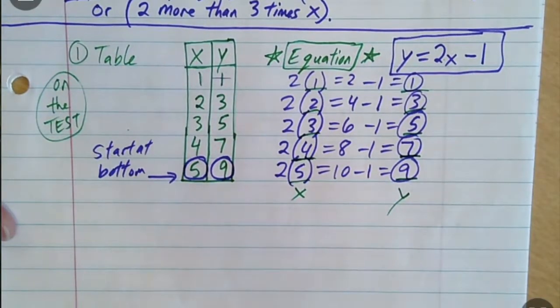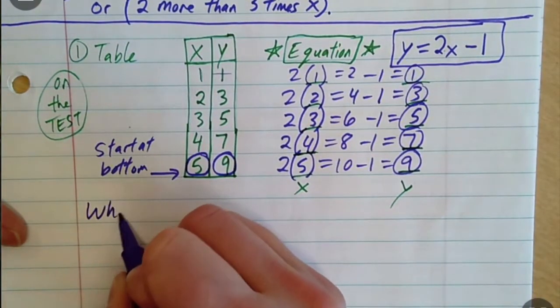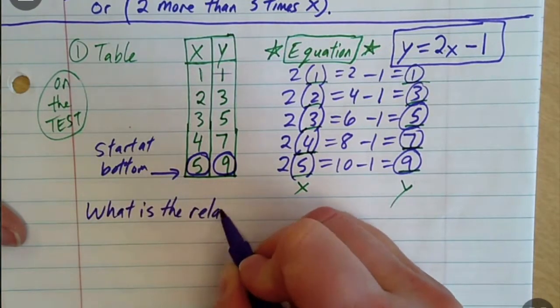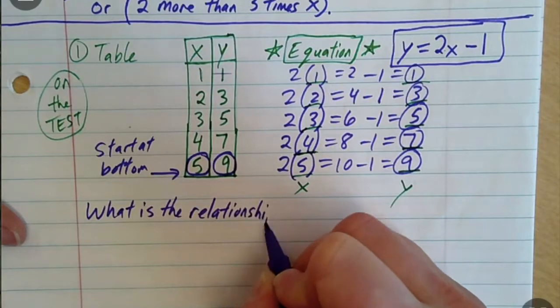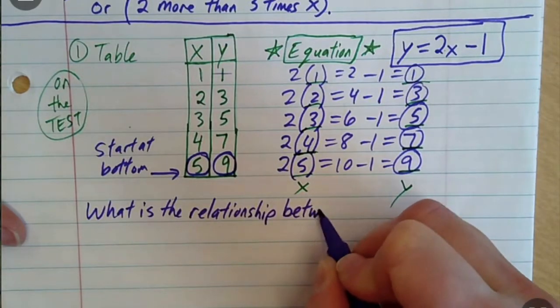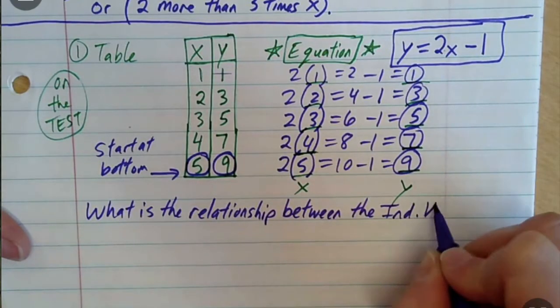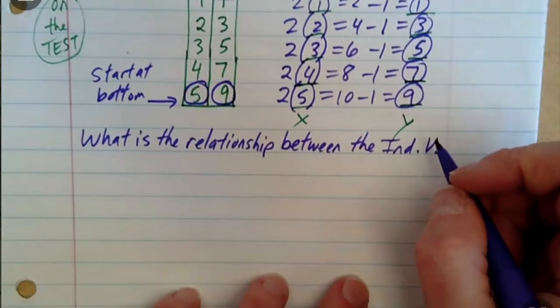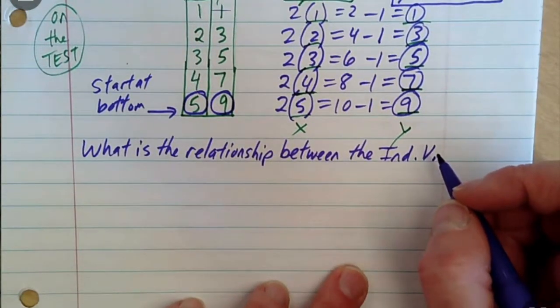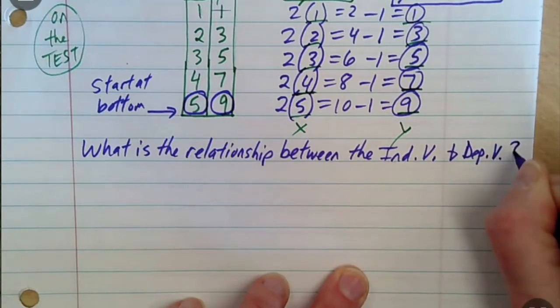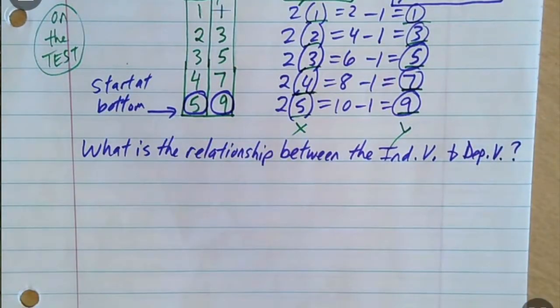And the question is going to say, what is the relationship between the independent variable, and I'm abbreviating, and the dependent variable? Same question I asked you up above.